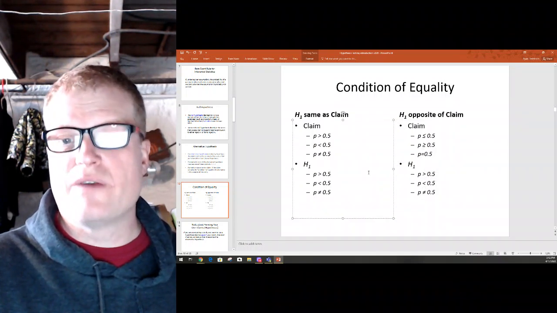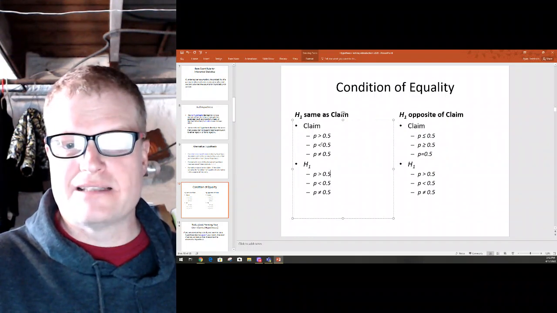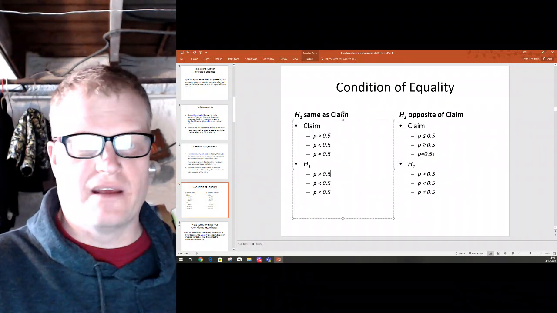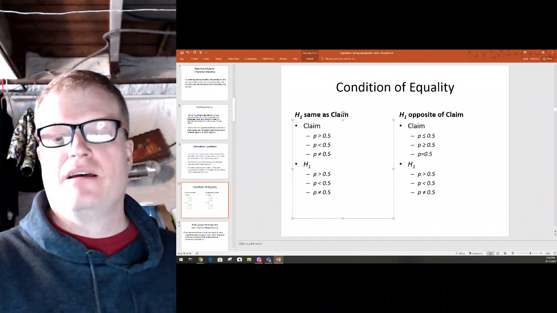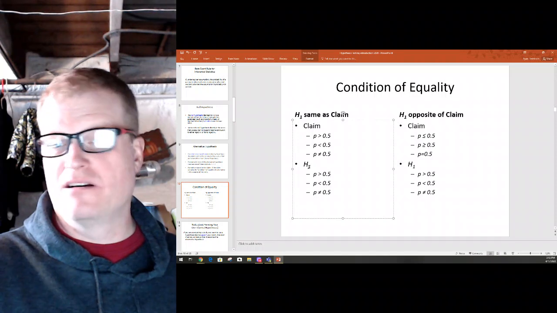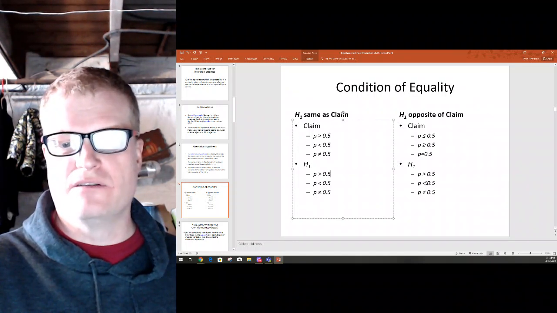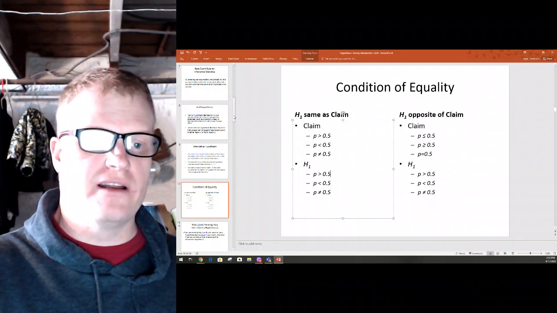Now, the ones that we actually use the most are greater than, less than, and equal to. So most of the time you won't be flipping it except if your claim is that it's equal to something. At the end, your alternative hypothesis is going to be greater than, less than, or not equal to. In either one of these cases, these are the only choices that you're going to have.